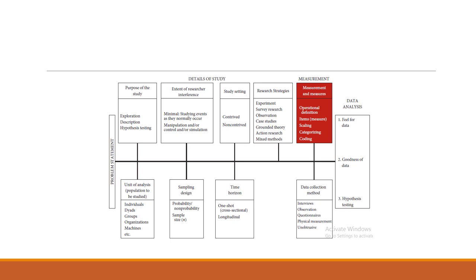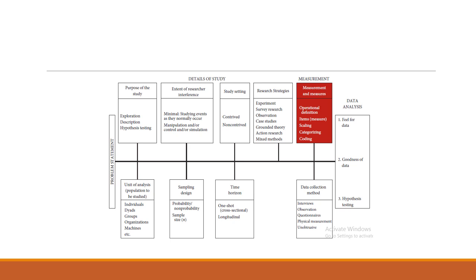Scaling is required to measure the data which we are getting from the judge, and the other one is categorizing the scaling, and the coding. How do we code the scaling?